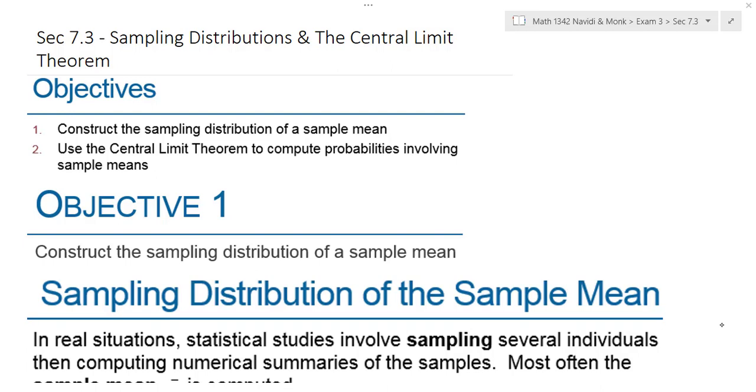Section 7.3 is sampling distributions and the central limit theorem. There's only two objectives here, but don't let that fool you. This is a difficult concept. Objective 1 is to construct a sampling distribution of a sample mean.